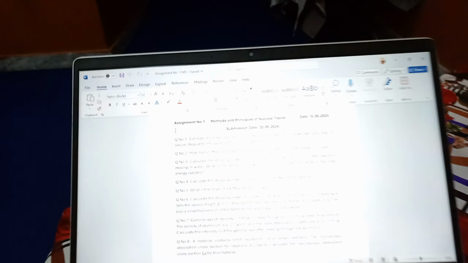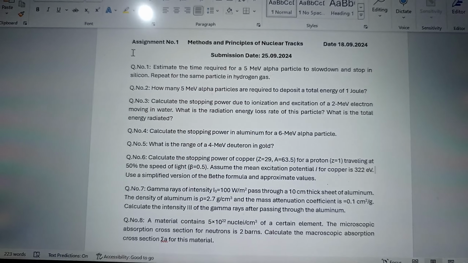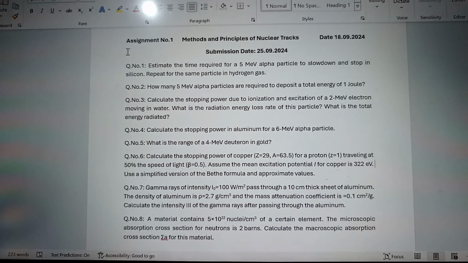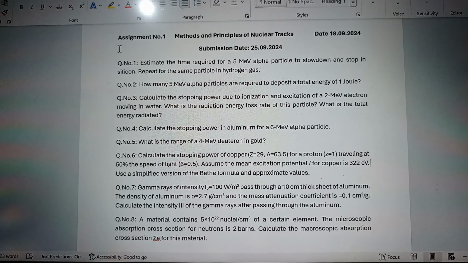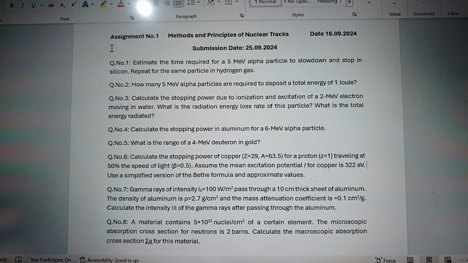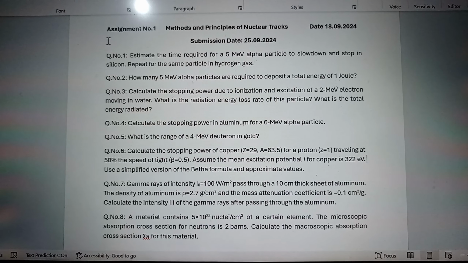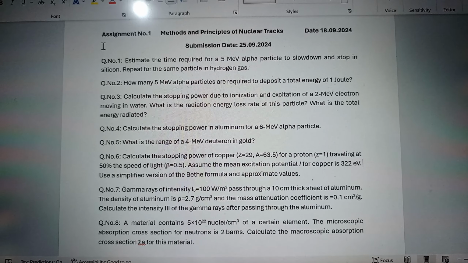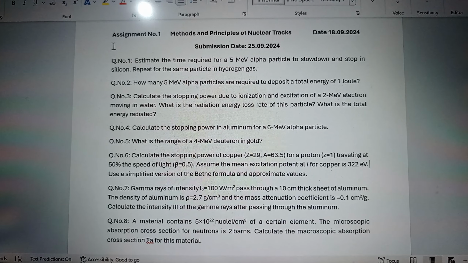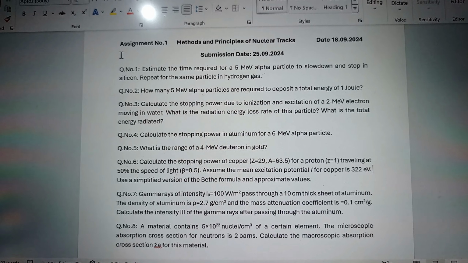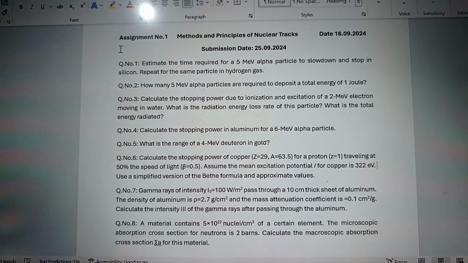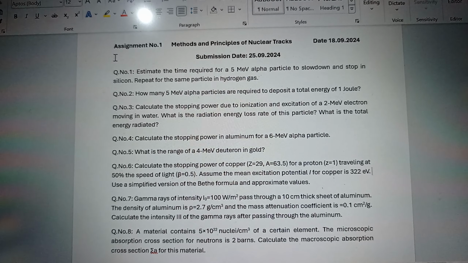So what's our third problem? Our third problem is to calculate the stopping power. You have to calculate the stopping power due to the ionization and excitation of an electron moving in water. The energy is 2 mega electron volts, and the important thing is you have to find the stopping power, and now the electron is moving inside the water. This is a different scenario from the first problem. What is the radiation energy loss of the particle, what is the total energy radiated?